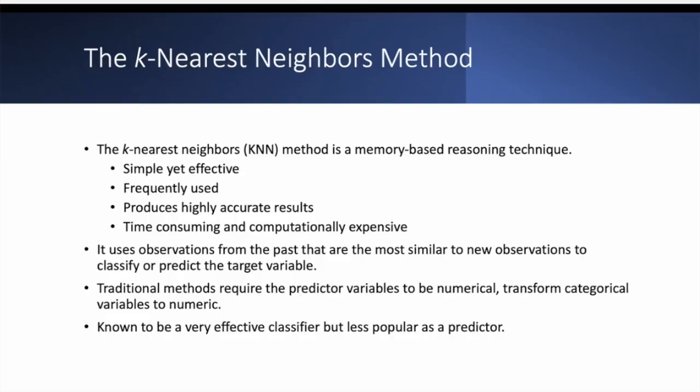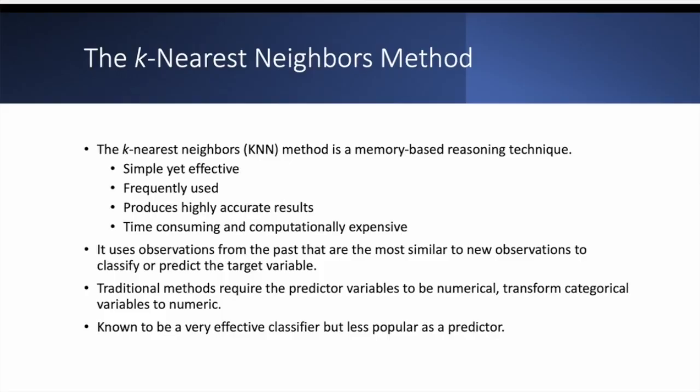Also, the traditional KNN algorithms require predictor variables to be numerical, therefore data transformation may need to be performed to convert categorical predictor variables into numerical. We did this in chapter 2. It's a very effective classifier, but it's less popular as a predictor, so we mainly use it as a classifier, not as a predictor. So we use it for classification problems, and we are going to focus on the classification models here, especially where the target variable is binary.